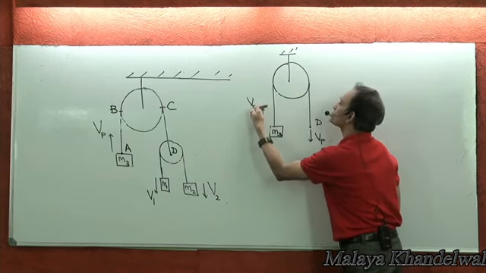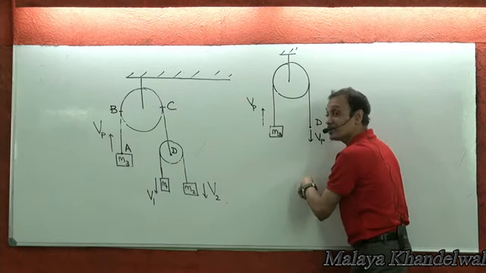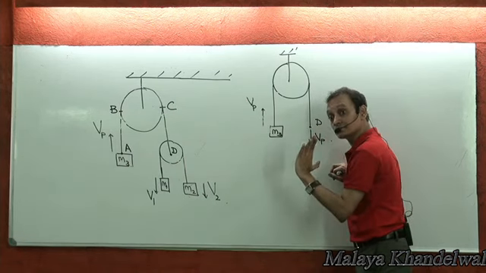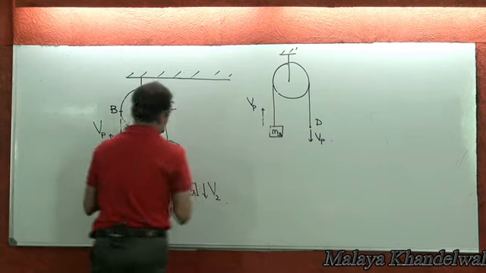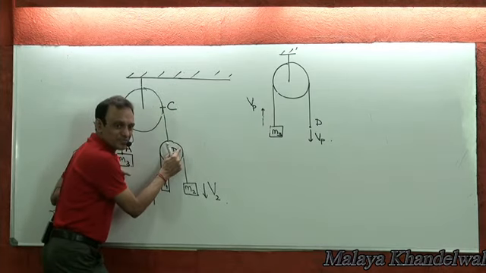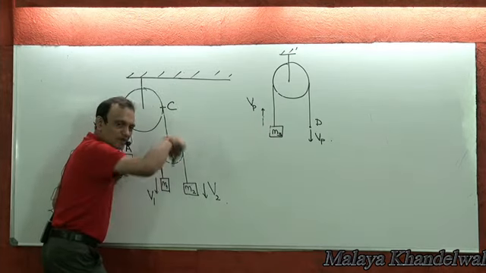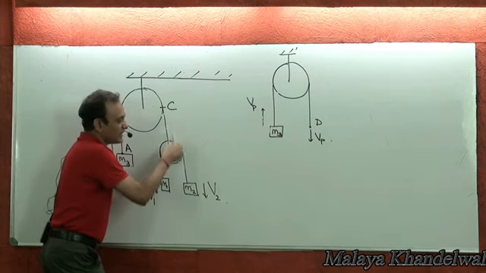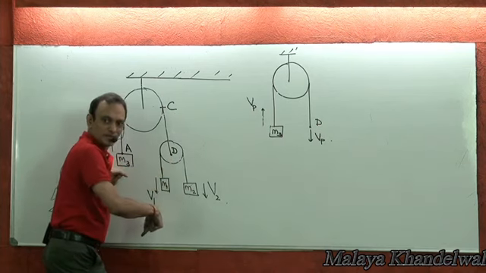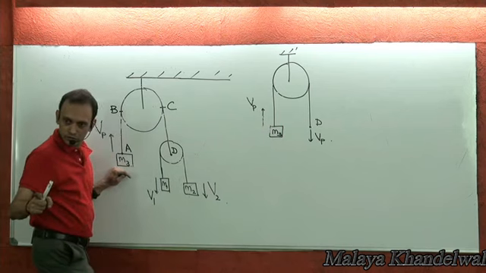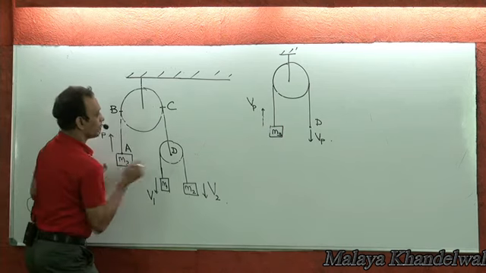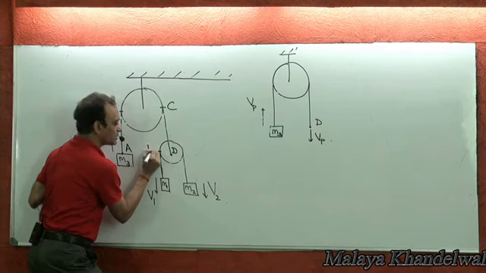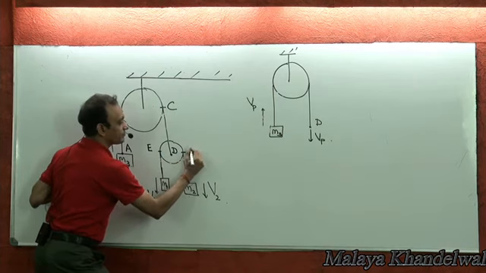So if this has a velocity Vp upwards, then the end D will have a velocity Vp downwards, right? So that means now D is integral with this pulley. So this pulley will also have a velocity Vp downwards, right? This pulley will also have a velocity Vp downwards. Yes or no? Right? Now, let me look at EF.